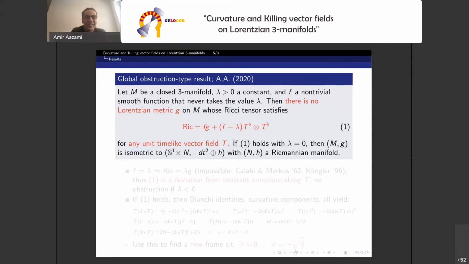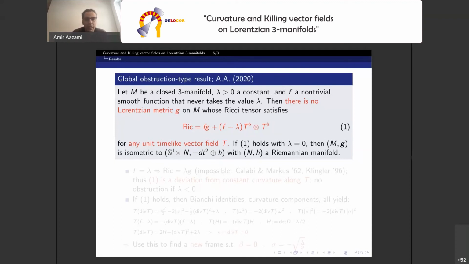So here's the result. Pick any compact 3-manifold without boundary M, a positive constant lambda, and pick any smooth function that is not identically 0 but doesn't take the value lambda. Then it turns out there is no Lorentzian metric on M whose Ricci tensor looks like this, as you see, for any unit time-like vector field T. If lambda is 0, not positive, but 0, this can happen, but then your manifold is isometric to basically S1 cross a Riemannian surface. So that's a global obstruction result.